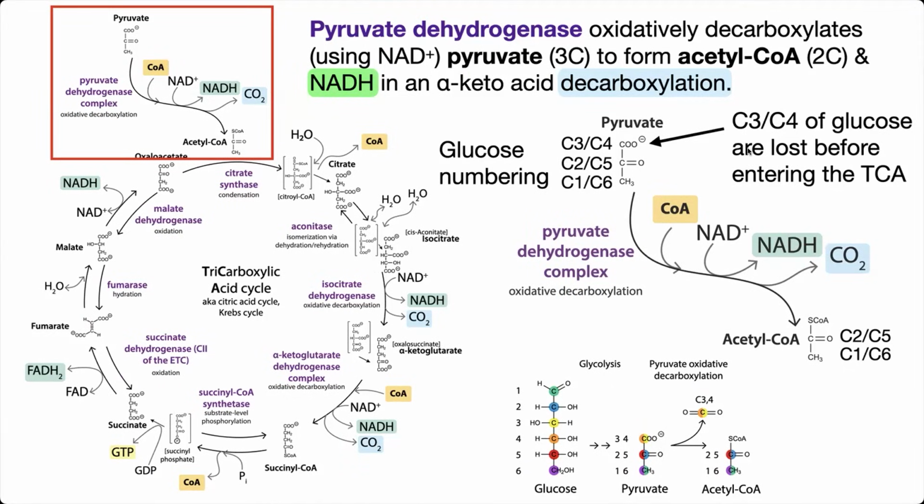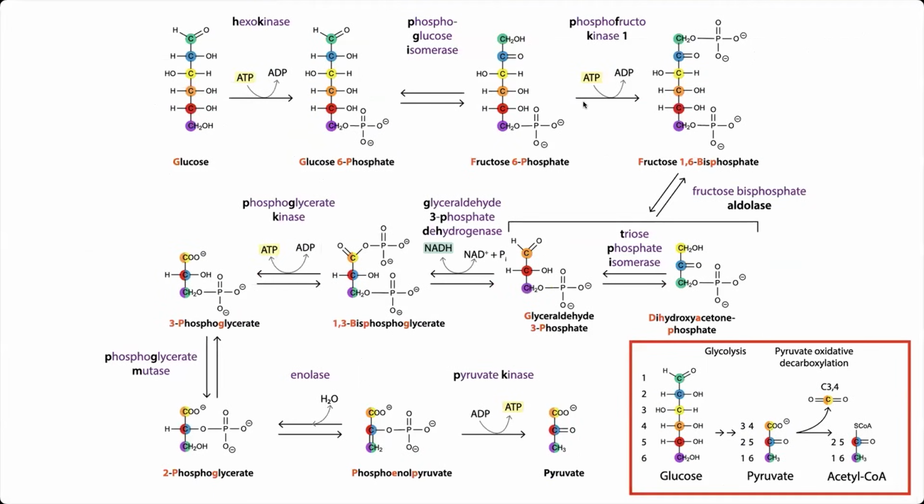So those carbons 3, 4 are lost before we go into the citric acid cycle, leaving us with our 1, 6, and 2, 5. And so it's 1, 6 because you can't tell them apart, and then 2, 5, you can't tell those apart because in glycolysis, you split into these two pieces that then become the same piece in a way. And so you can't tell apart your 1, 6, 2, 5, or 3, 4. But the 3, 4 are lost before you enter the citric acid cycle.